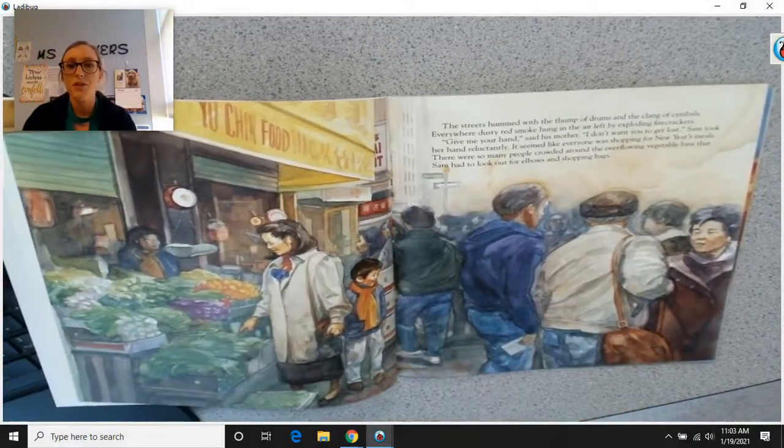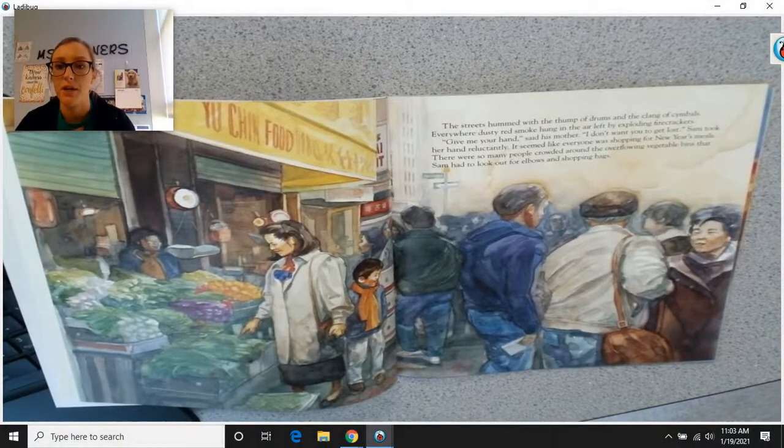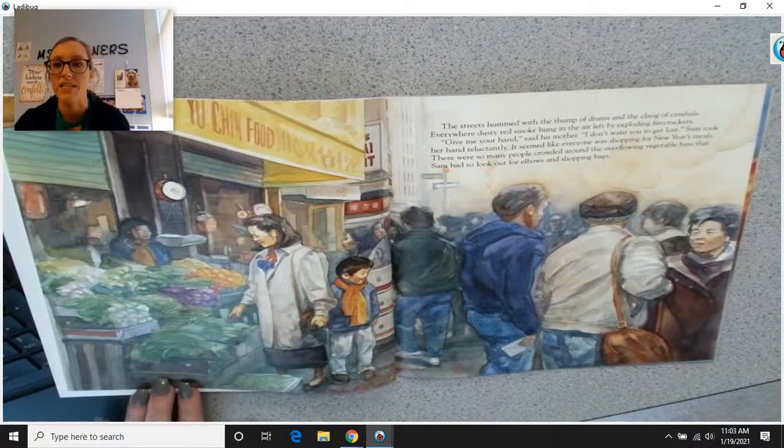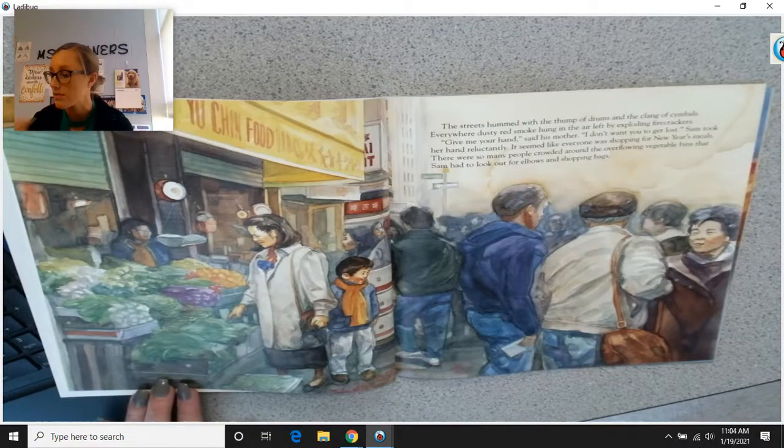The streets hummed with the thump of drums and the clang of cymbals. Everywhere, dusty red smoke hung in the air, left by exploding firecrackers. "Give me your hand," said his mother. "I don't want you to get lost." Sam took her hand reluctantly. It seemed like everyone was shopping for New Year's meals. There were so many people crowded around the overflowing vegetable bins that Sam had to look out for elbows and shopping bags.